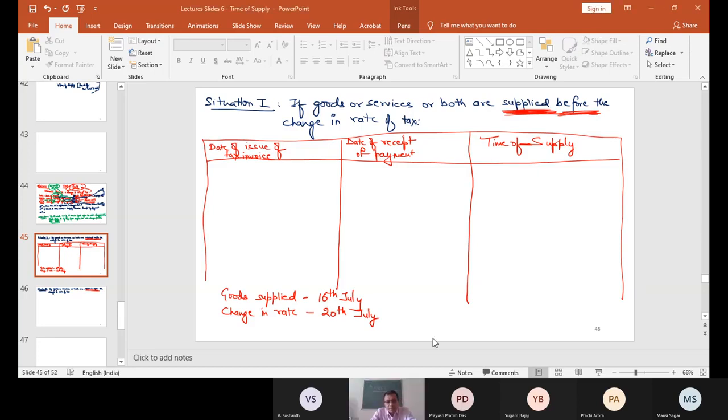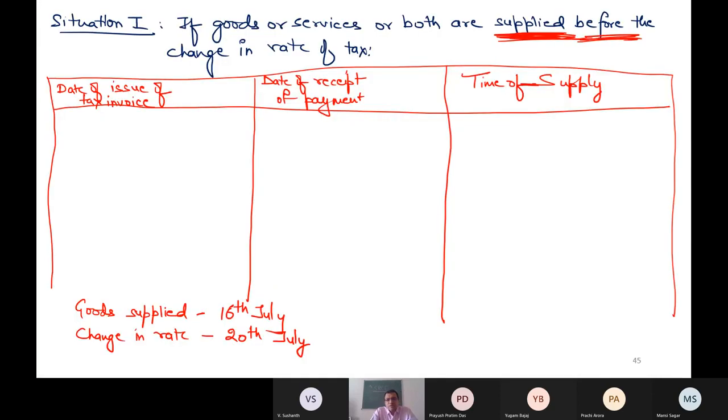Now, come back. So my situation 1 criteria is over. Yes, goods are supplied before change in date of tax. Now what about the 2 other dates? What is the date of issue of invoice? Suppose both these dates are also before. Invoice is also issued before change in date of tax. Receipt of payment is also done before change in date of tax. What is the time of supply?